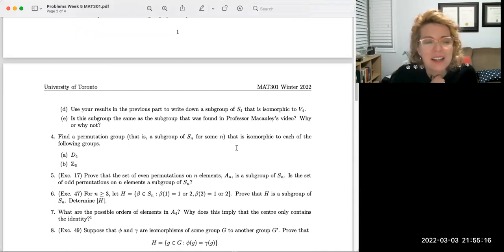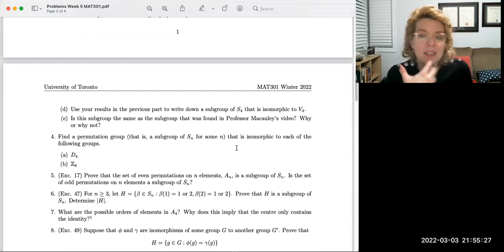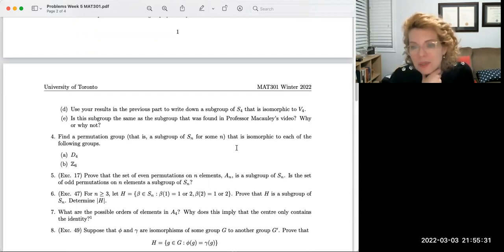Okay, number 7: what are the possible orders for elements in A4? And then, why does this imply that the center only consists of the identity? So this is kind of like writing out the possible forms of elements in S4, except we just have to eliminate the ones that are going to be odd. So we know that any 4-cycle is odd.